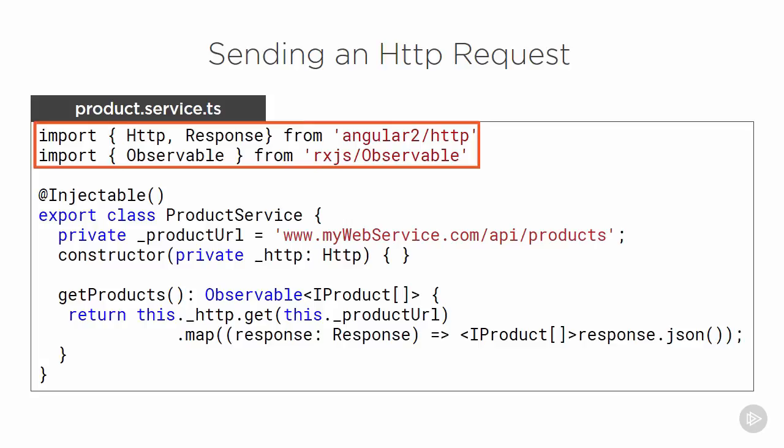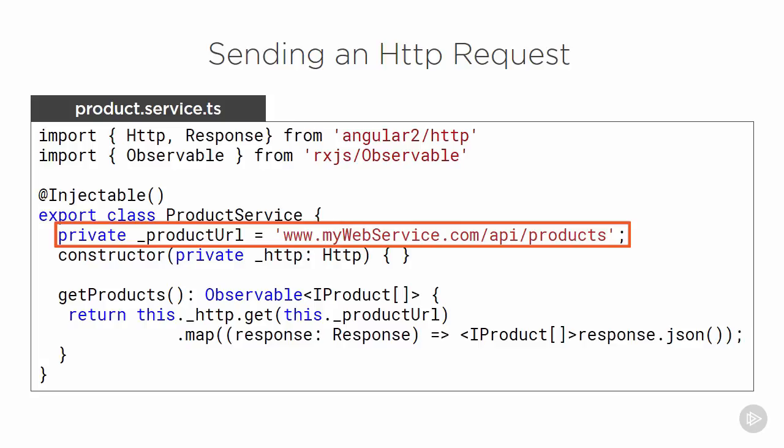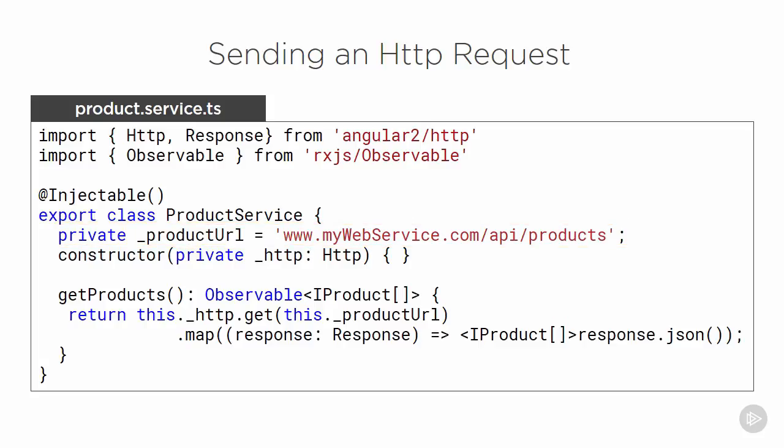We import the HTTP client service and the HTTP response from the Angular HTTP library, and we import Observable from the RxJS Observable library. Next, we define a constant identifying the URL to the web server. This is where we'll send our HTTP requests. We want to use Angular's HTTP client service in our data service, so we specify it as a dependency.